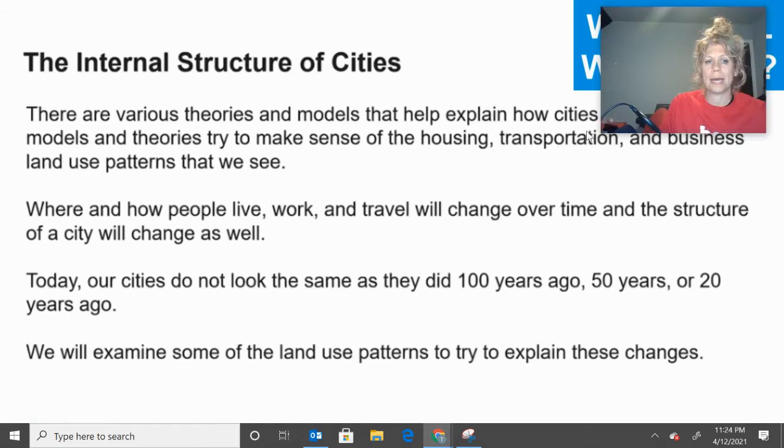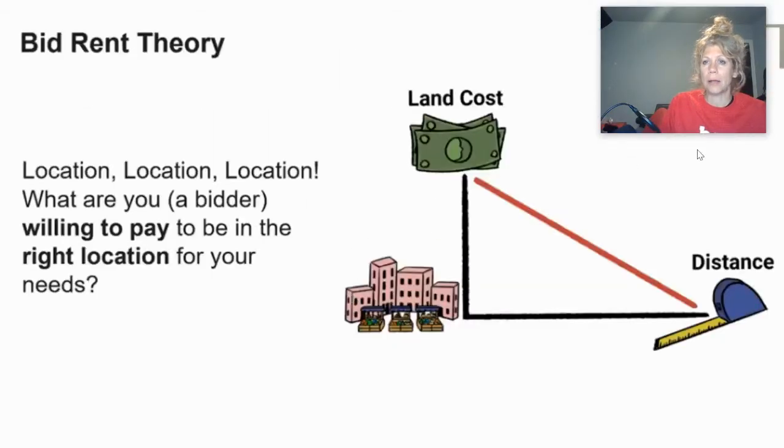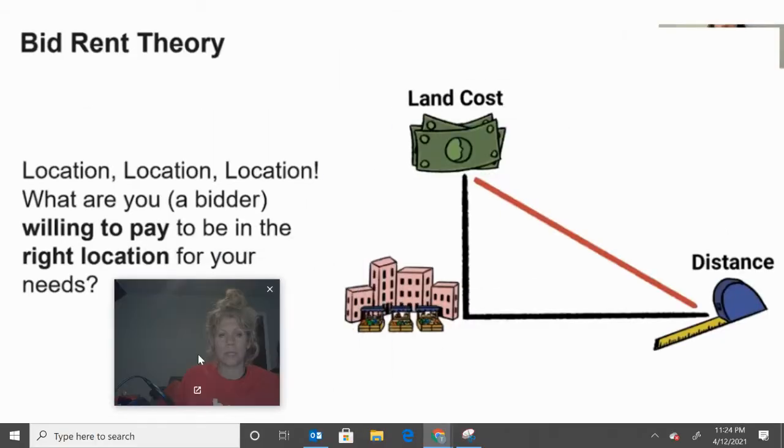And so we're going to go ahead and examine how land is used and how it's kind of divvied up, and even look at some socioeconomic differences in some of these zones. So let's revisit a really important concept, the bid-rent theory we learned about in the agricultural unit. It's all about location, you guys. So what are you willing to pay to be in the right location?